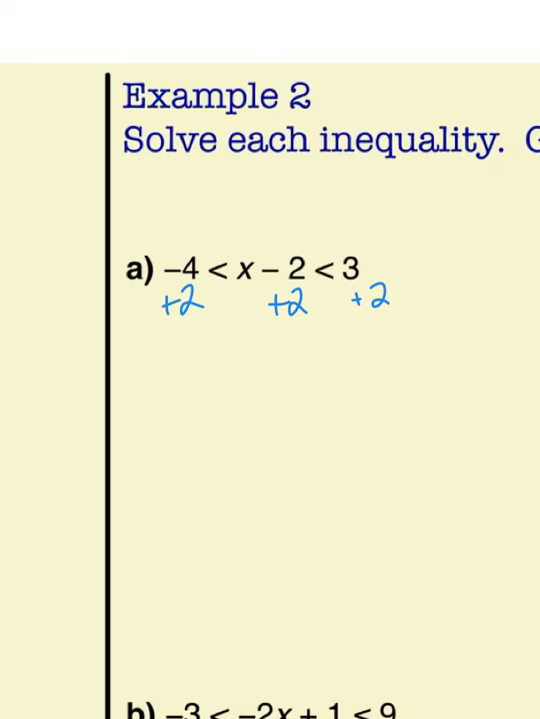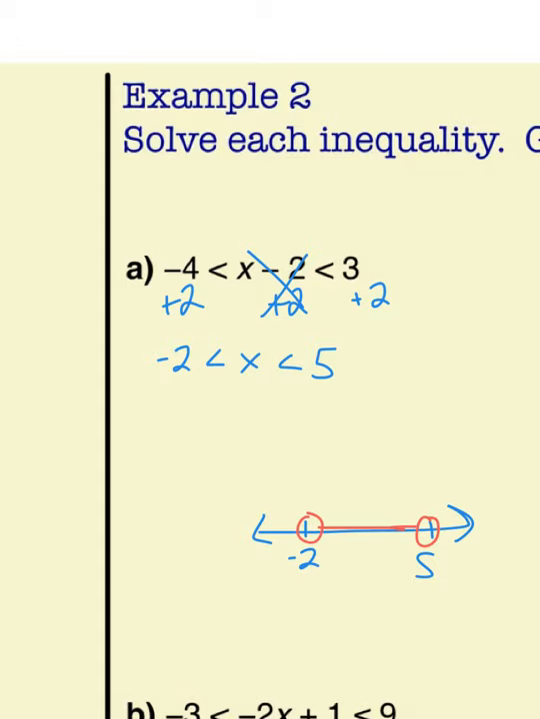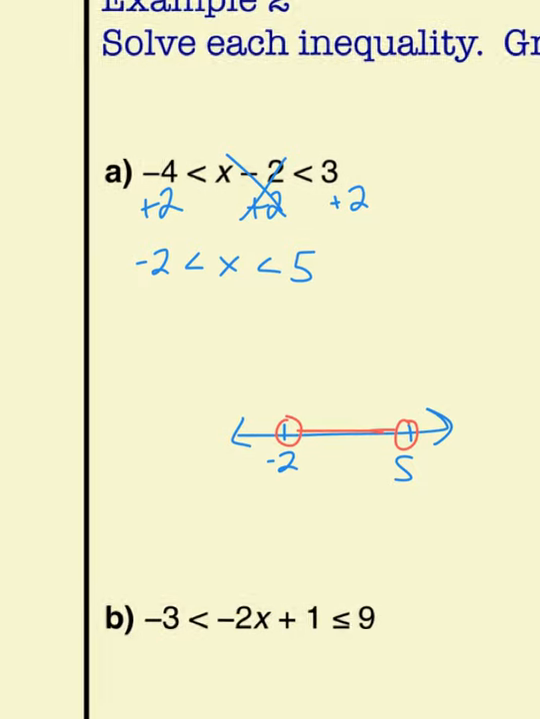So now I have -4 plus 2, which is -2, is less than x, which is less than 5. That means x is between -2 and 5. So on a number line, I have -2, I have 5. X has to be greater than -2 and less than 5. It's the overlap, it's the in-between.